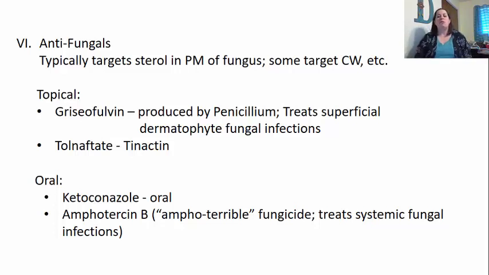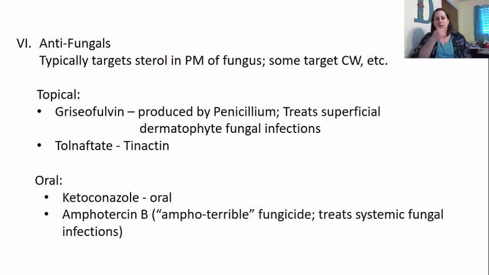All right, and so with wanting these medications to be selective, it's going to be a little harder to treat them. So looking at the antifungals, these typically target the sterols, which are the different lipids in the plasma membrane of the fungus. Also, some of them can target the cell wall since they have a cell wall and animal cells do not. There are some topical and some oral antifungals.